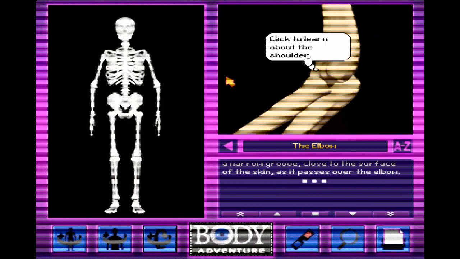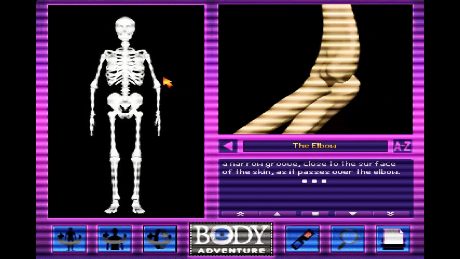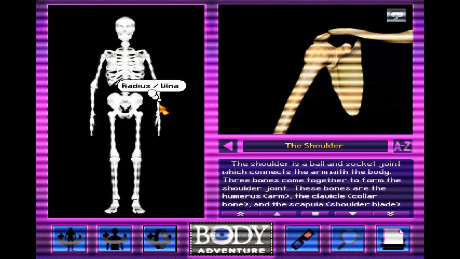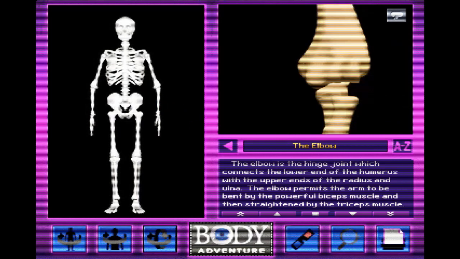Interesting again. We just learned about the shoulder. Now let's take a look at the radius. The elbow. Let's take a look at the hand.